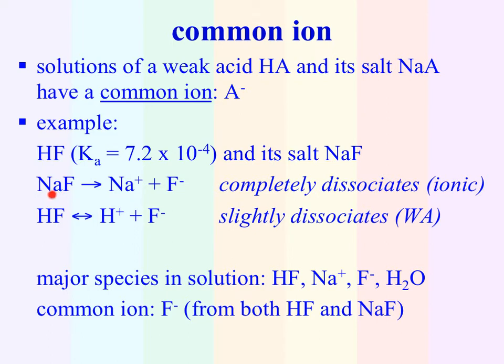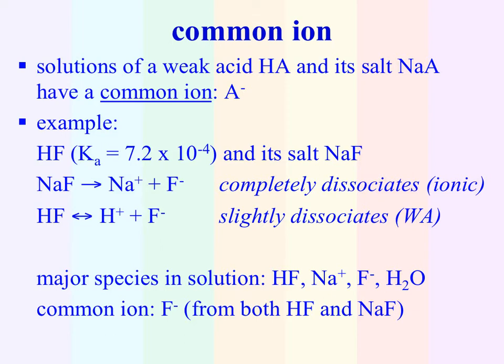When sodium fluoride is put into solution, because it's a strong electrolyte, it ionizes completely into Na plus and F minus. Okay, and HF is a weak acid, so it ionizes partially into H plus and F minus. Notice that they both have F minus as the common ion. Okay, so the major things that you're going to find in solution are going to be HF, Na plus, F minus, and of course, obviously, water. Now notice we didn't include H plus in the major species because we know that HF is a weak acid and it only slightly dissociates.